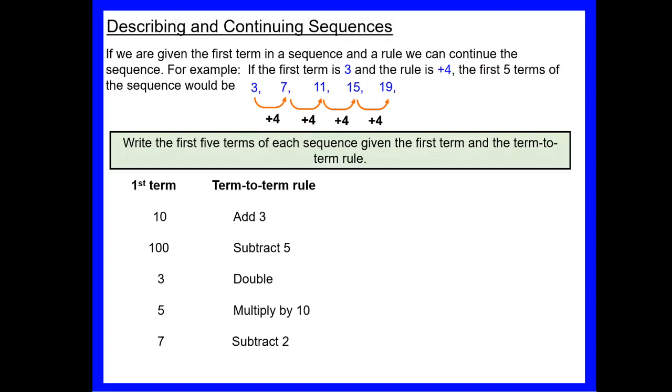Have a go with these. See if you can write the first 5 terms for each sequence following the rule. Try to do it on your own first if you can. If you get stuck, then you can try using your calculator. Pause the video, have a go now.